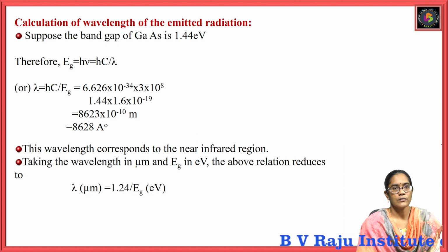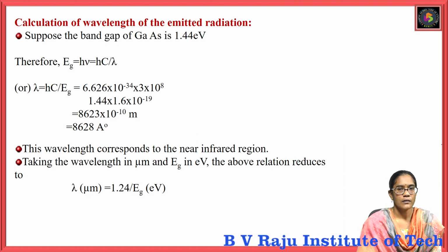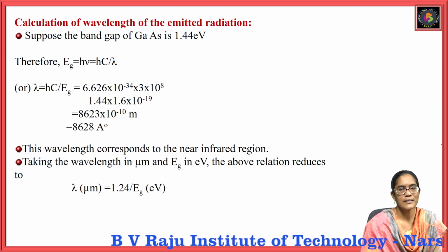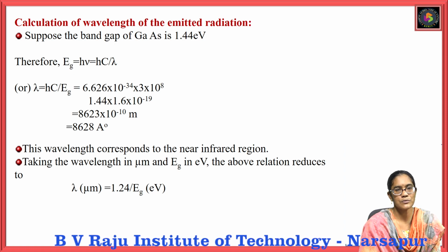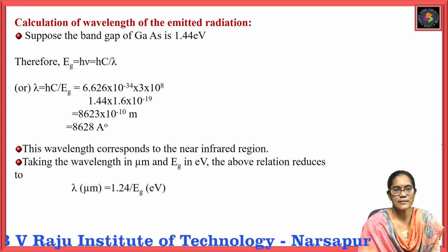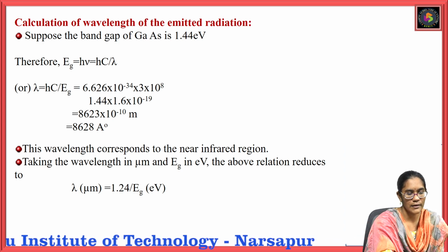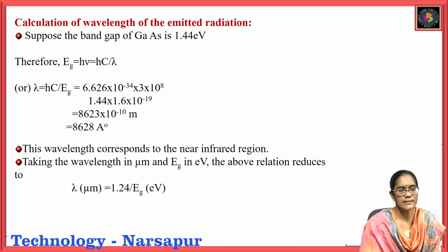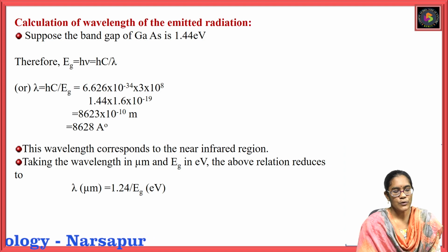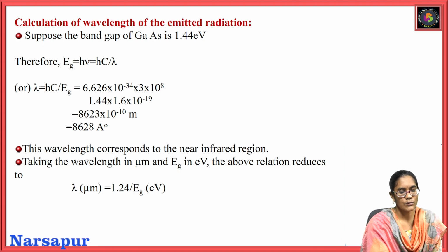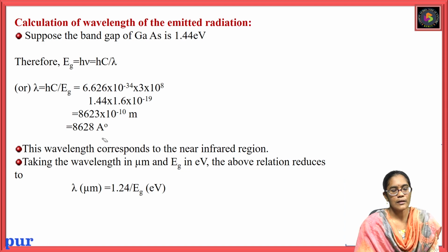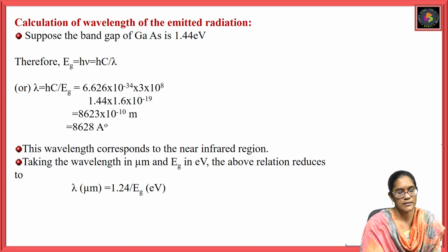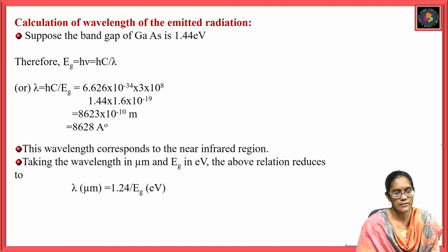So generally the emitted photon h nu equals the band gap energy, Eg equals h nu. Here nu is the frequency, which equals c by lambda. h is the Planck's constant, c is the velocity of light, and lambda is the wavelength. So this can be written as lambda equals hc by Eg. If you substitute all these values, we get 8628 angstroms. So the output from this semiconductor diode laser has this wavelength, 8628 angstroms.